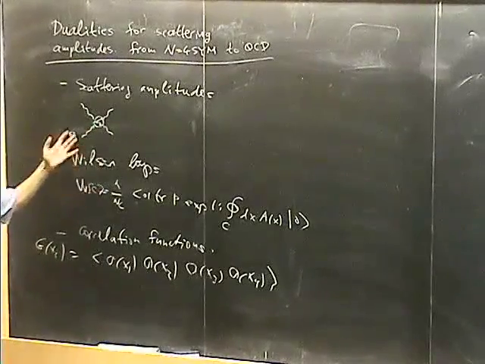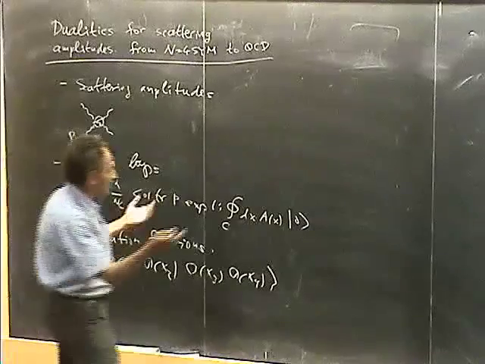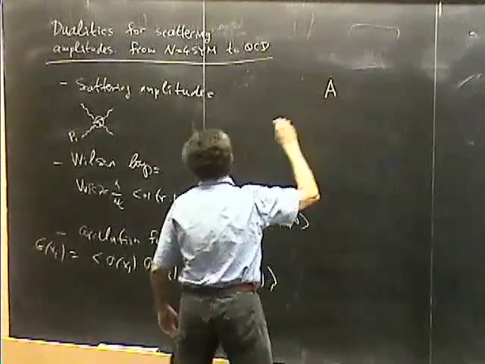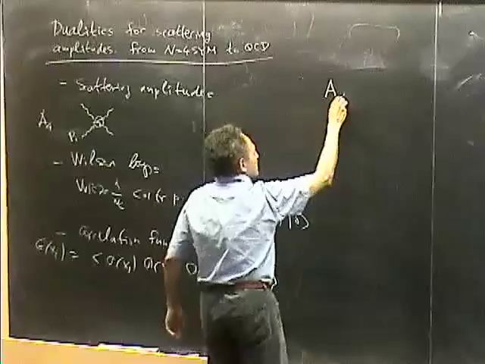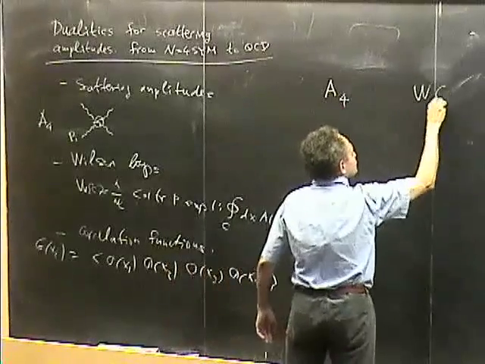But imagine such a relation exists. So imagine, and this is basically the idea of my talk, to show you that such a relation exists. So imagine you have some kind of relation between these three objects.